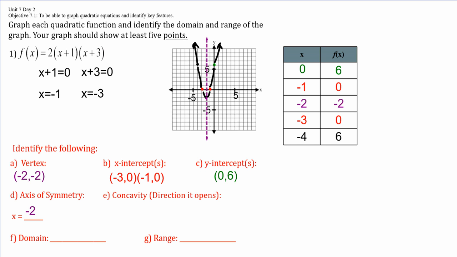Concavity is talking about the direction the parabola opens. We can see that it's opening up. Why is it opening up? It goes back to the equation's a value. Remember we said when a was positive, which is 2 here, it should be concave up.